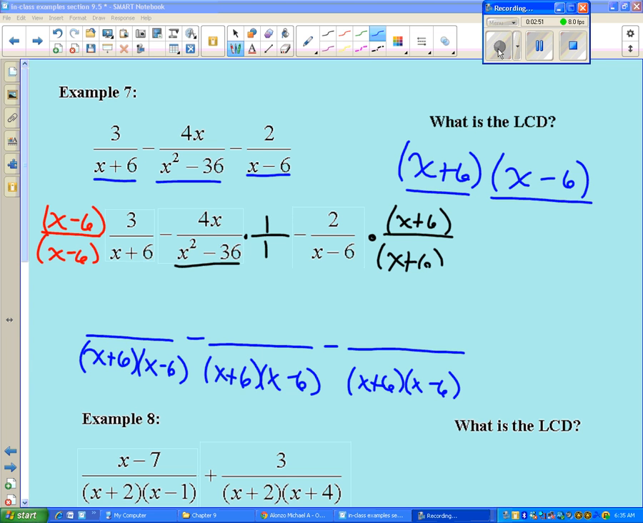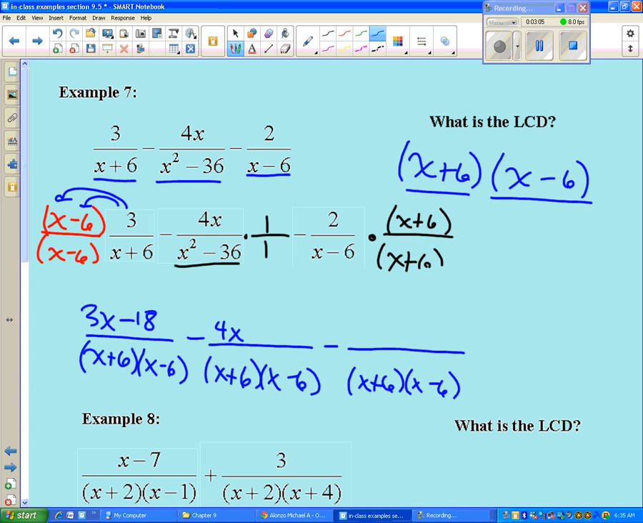So now I can multiply. I'm going to go 3 times x and 3 times a minus 6. So I get 3x minus 18. I'm going to do a minus 4x. And here, I'm going to distribute this negative through, so I'm going to make this plus, and I'm going to take this as a negative 2. And I'm going to distribute that into the x plus 6. So this is going to be plus a negative 2x minus 12.